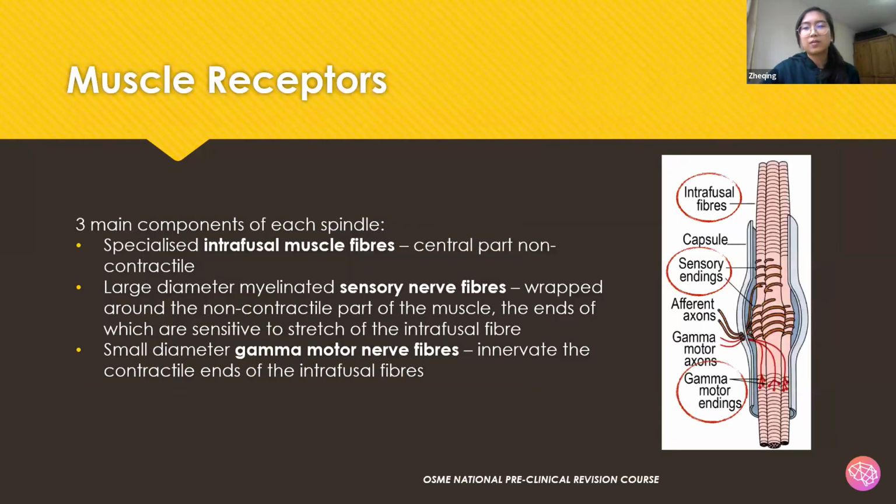So to talk a bit about the muscle receptors themselves, I think this is less important, but I'll just go through them quickly. The components of each spindle: you have the intrafusal muscle fibers, which are the central part of the muscle fiber and are non-contractile, and then you have sensory nerve fibers, which are myelinated, and they surround the non-contractile part of the muscle, and they're sensitive to the stretch of the intrafusal fiber. And finally, you have small diameter gamma motor nerve fibers, and these innervate the contractile ends of the intrafusal fibers.